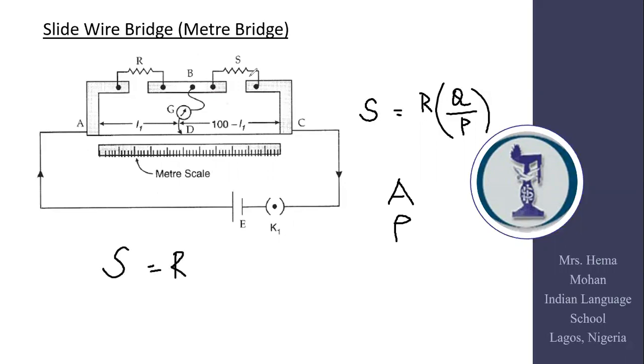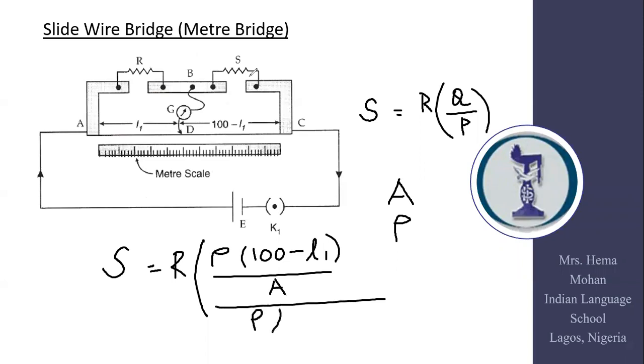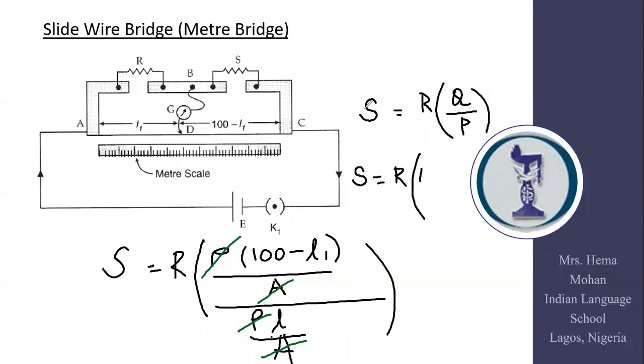So how am I going to write S now? We know what is the resistance included in our box. And what is the formula for resistance? It is rho L by A. So I'm going to write rho times 100 minus L1 divided by area of cross section, divided by rho times L divided by A. Now why rho? Because it is the same material, so your resistivity is going to remain the same, and uniform cross-sectional area, so area also remains the same. I cancel it off, resulting in S equal to R times 100 minus L divided by L.